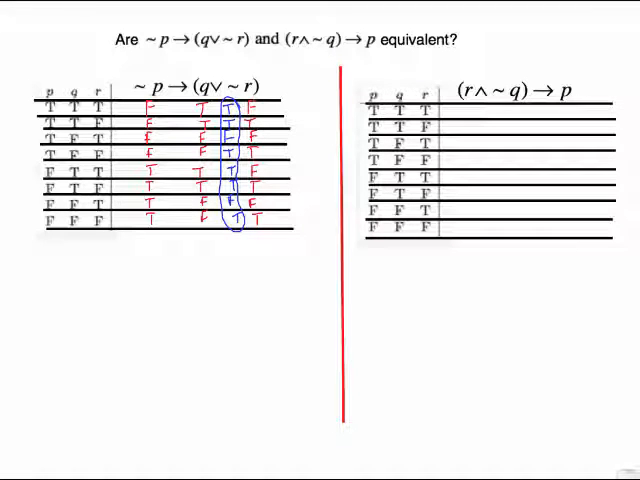I need to put that together with this column using the conditional. So I'm looking at this with the blue, with the conditional. The conditional is false only when the premise is true and the conclusion is false. So I have a true followed by a false here. This will be false. Otherwise, the rest of these are true.